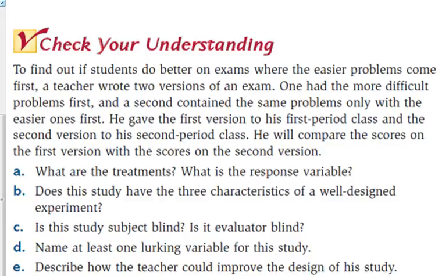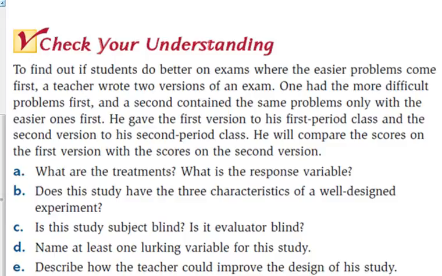Is it subject blind? Probably. Unless he tells the kids ahead of time, which I don't think that he did, because that would kind of be defeating the purpose. So yes, it is subject blind. Is it evaluated blind? No, he knows. He's the one giving the test. He knows that he gave first period this test and second period this test. So we've got subject blind but not evaluated blind, so it's not double blind.